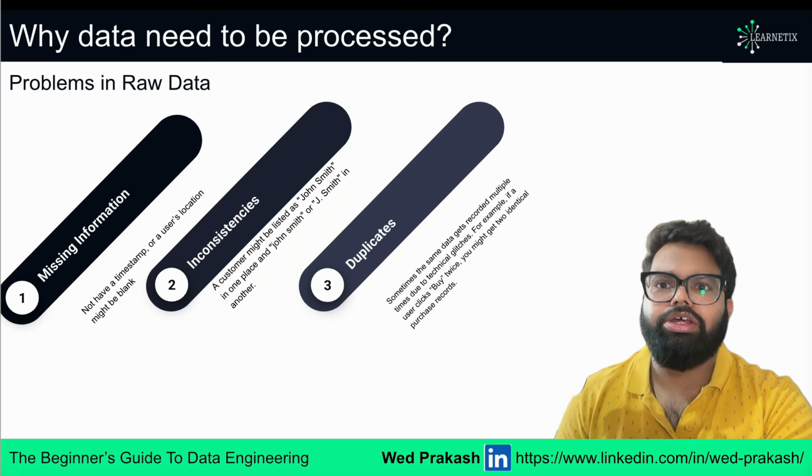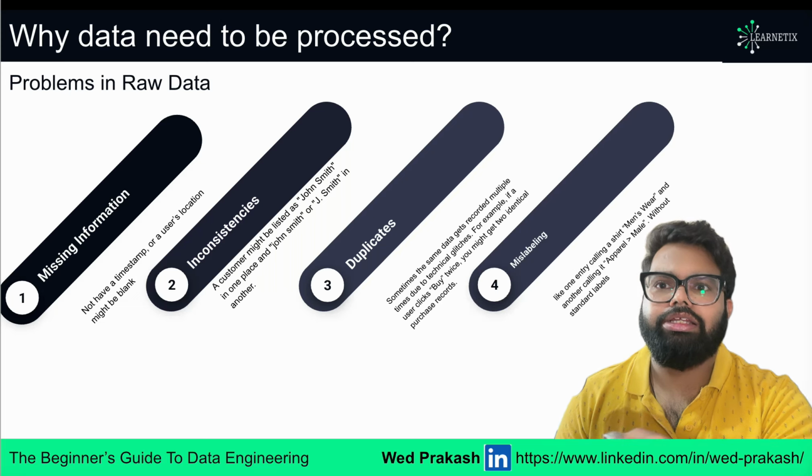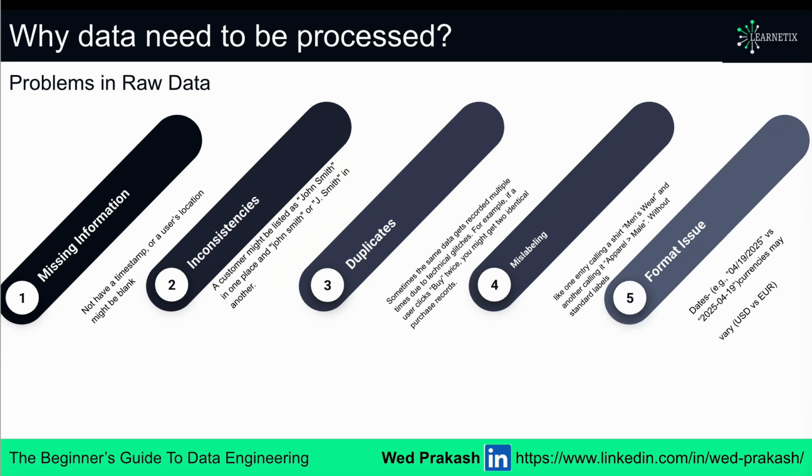The next problem with raw data is mislabeling. A shirt might be tagged as menswear in one place and apparel men in another. Good luck trying to group your data by category. Next one is format issues. In some places, the date is in UTC format, and in some places, the date is in IST format. Currencies in US dollars and euros, or prices using commas instead of dots. You would be surprised how much these small things can break a system.